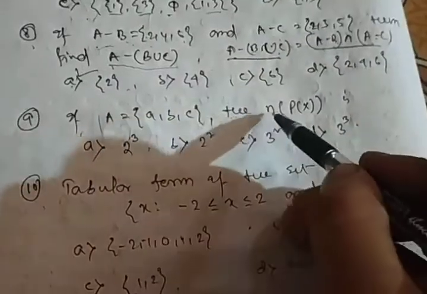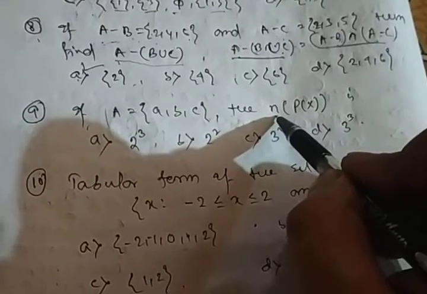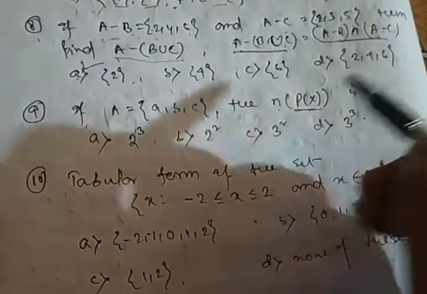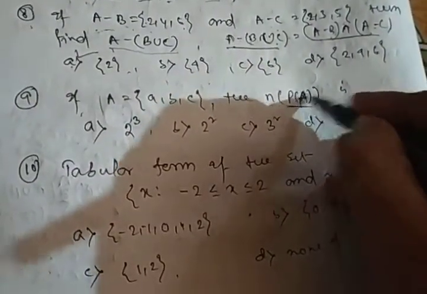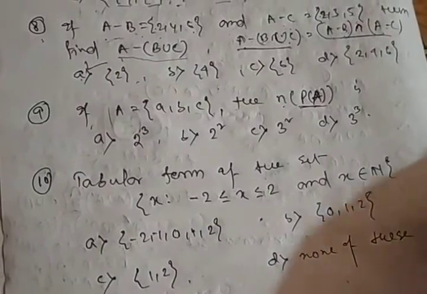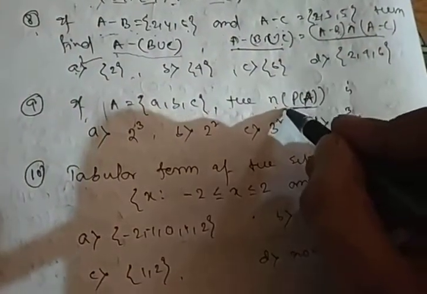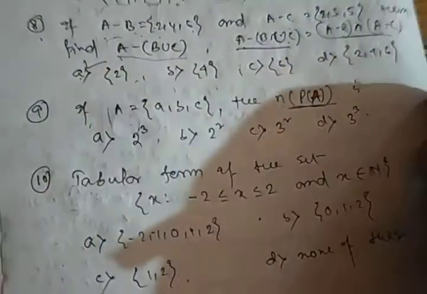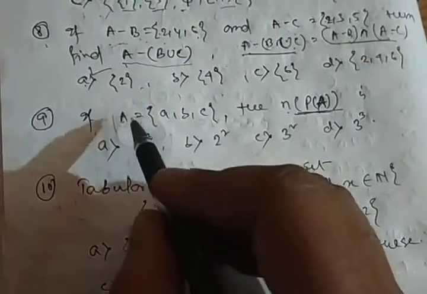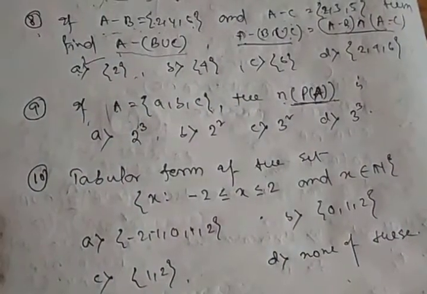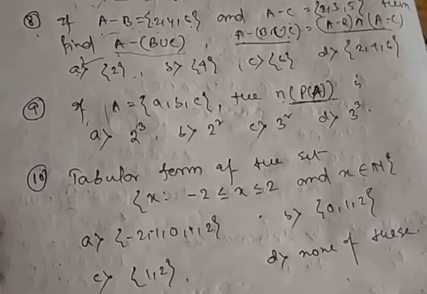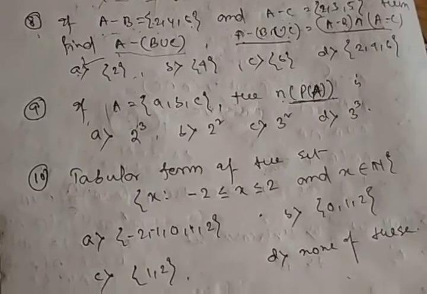Okay. If A equals {a, b, c}, then find the number of elements in P(A). Now it is defined, sorry, not Px, it is P of A. Okay, so let me rewrite it. This will be P(A), right? If A equals {a, b, c}, then find the number of elements in P(A). P(A) is the power set of A. What is a power set? It is defined as the set of all the subsets of A.